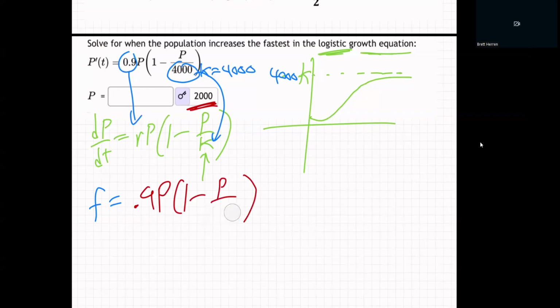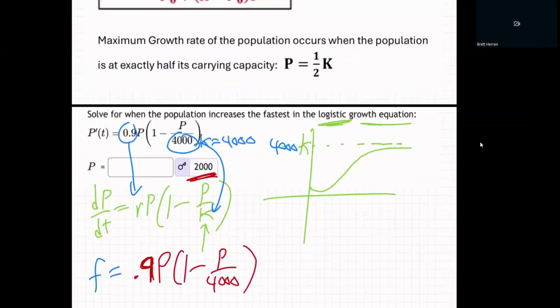Sorry, I'm getting really scribbly here. Okay, so all you really have to do, this is a 4, not a P there, is look at that and say, oh, right there, that's the carrying capacity and maximum. It grows the fastest when it's at half of its max, half of its carrying capacity, so 2,000. But how do they come up with it? How do they know that?